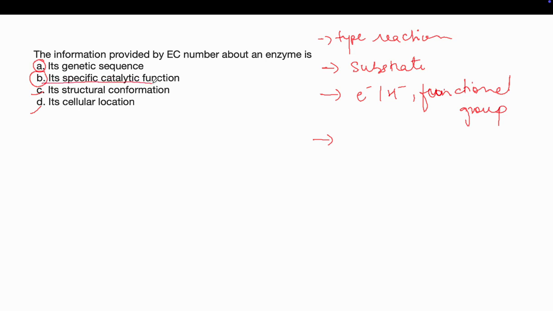So basically they will tell us about specific catalytic function, like which type of reaction it is, whether it is oxidative or transferase, and where the reaction will occur, at what functional group of the substrate, and also who will transfer that functional group. It could be any coenzymes or different cofactors, and it will also tell us about the substrate. So the EC number will tell us about specific catalytic function.